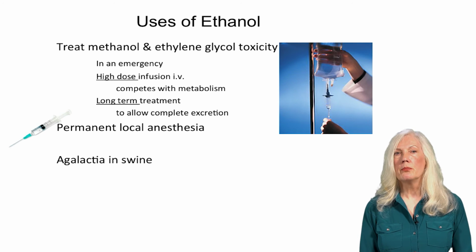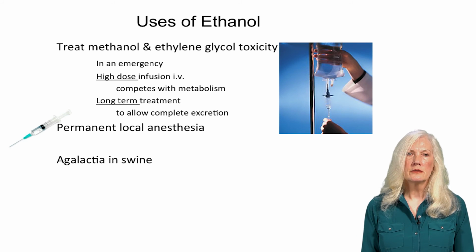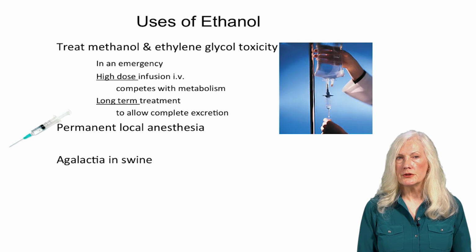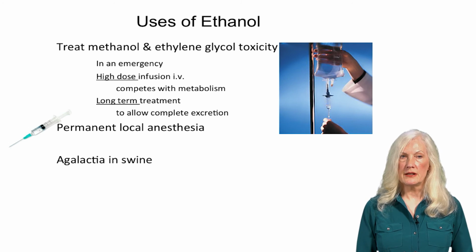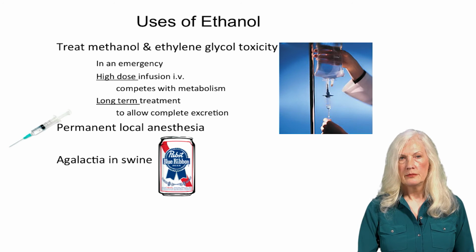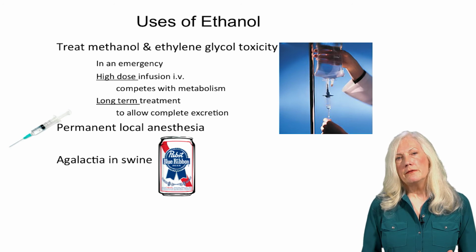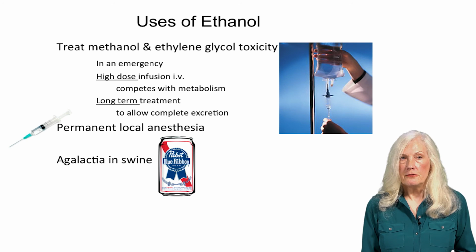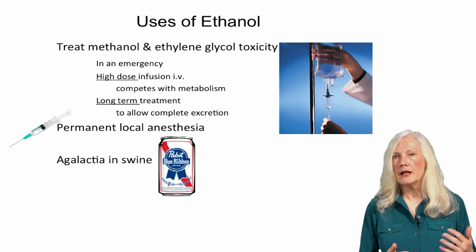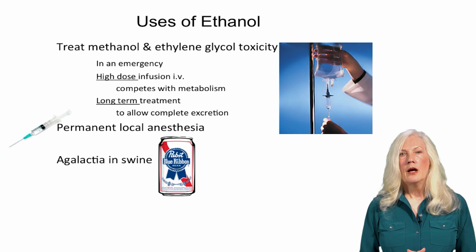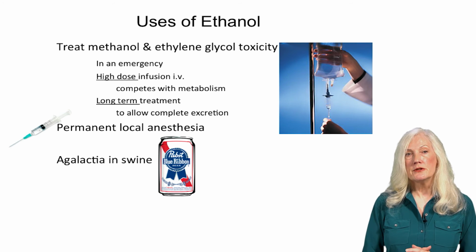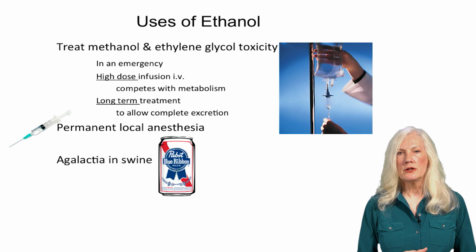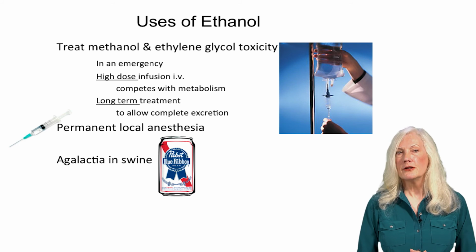If you want to produce a permanent local anesthetic effect, injection of ethanol to a nerve can cause necrosis and usually a permanent sensory loss. Another use is if a sow has rejected its offspring and there's a lactation failure, essentially, as in agalactia. A beer or two sometimes is sufficiently sedative that it soothes over the situation. Apparently, pigs like beer.